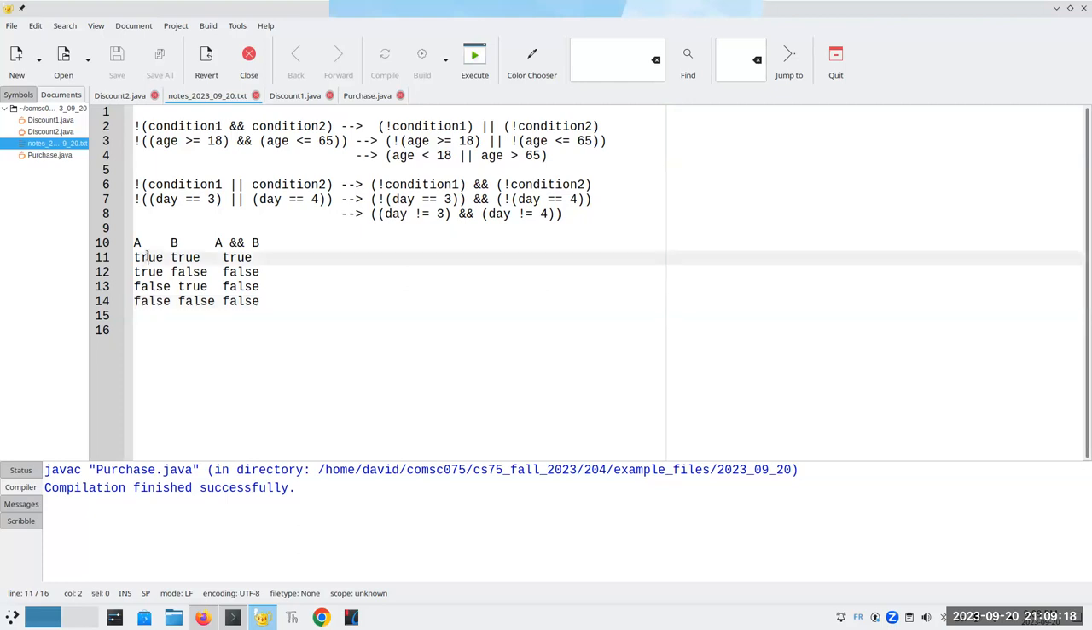Now, if the first condition is true, then the second condition makes a difference. I have to make sure that B is true, otherwise it's false. But when I have a false, the decision is already made. Whatever B is is totally irrelevant. Java takes advantage of this.